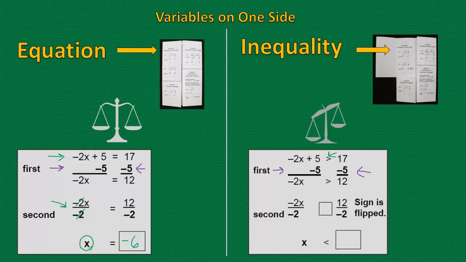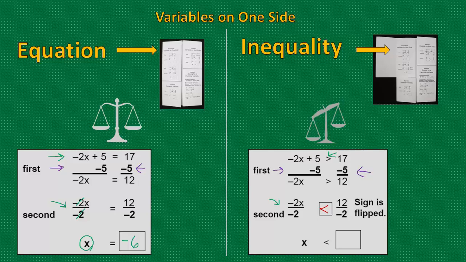Negative 2x means negative 2 times x, and the last thing that we need to get rid of is the negative 2, so that x can be by itself. So again, we will divide by the negative 2. However, we will need to do something extra since we are dividing by a negative number, and that is to flip our inequality symbol. Right now it's greater than, and we need to flip it so that it will be less than.